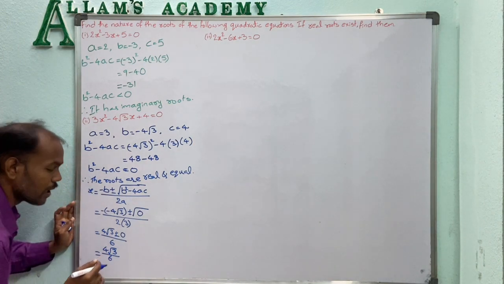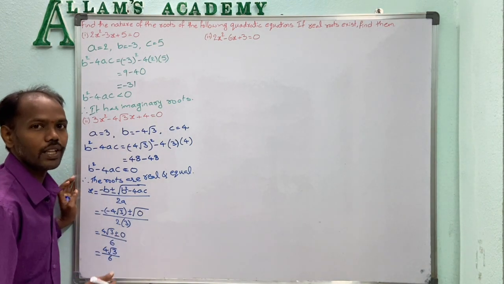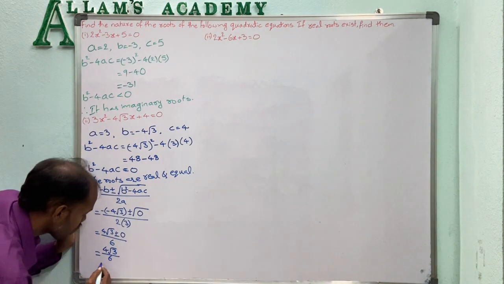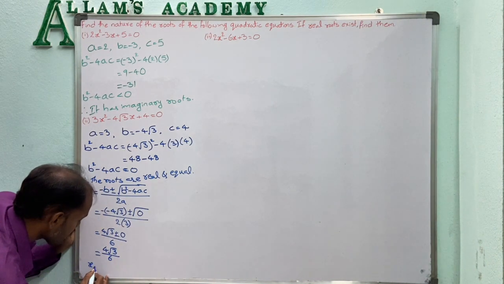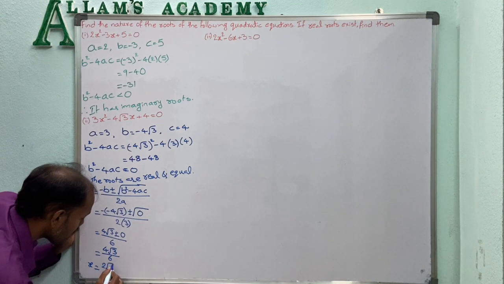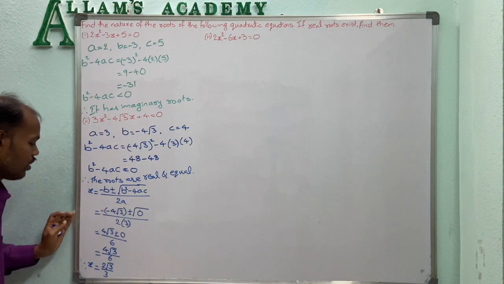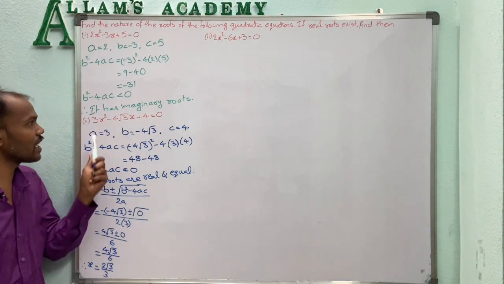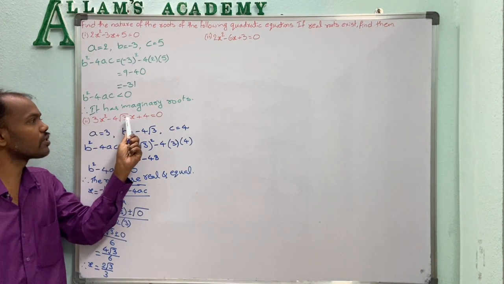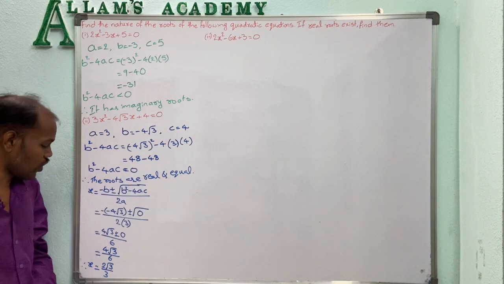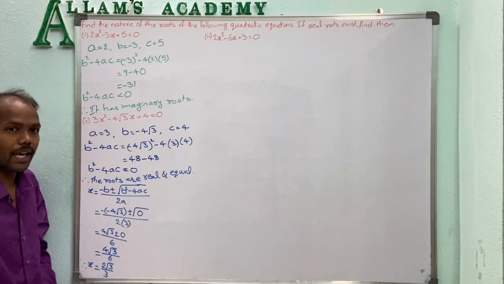Now both 4 and 6 will go in the 2 table. So 2 twos, 2 threes. So x equal to 2 root 3 by 3. So the x value, that means the root of the quadratic equation 3x square minus 4 root 3x plus 4 equal to 0 is 2 root 3 by 3.